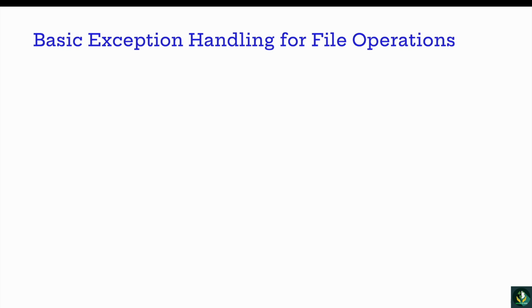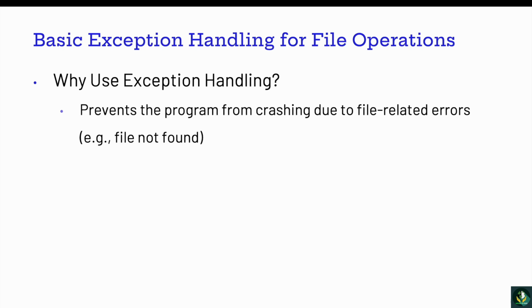Next, we're going to look at basic exception handling for file operations. Why use exception handling? It prevents the program from crashing due to file related errors. For example, file not found, or the file is corrupt, or has some problems, or is not readable by that particular user. There can be a bunch of different problems, maybe access related, or maybe the file is not there. Having exception handling helps you make sure that your code doesn't crash and moves to the next line or exits gracefully, depending on what you're trying to do. So that's why exception handling is important.